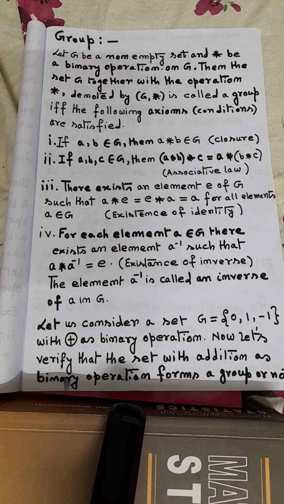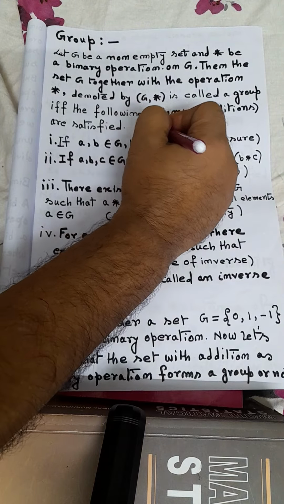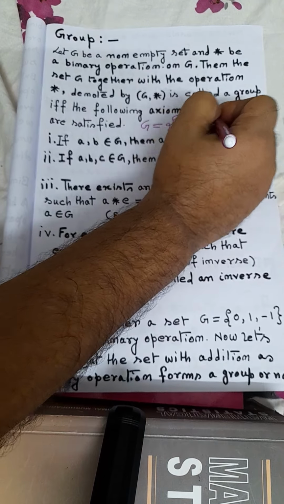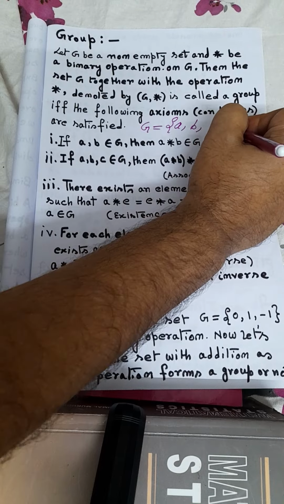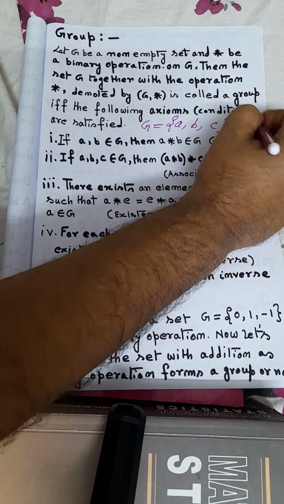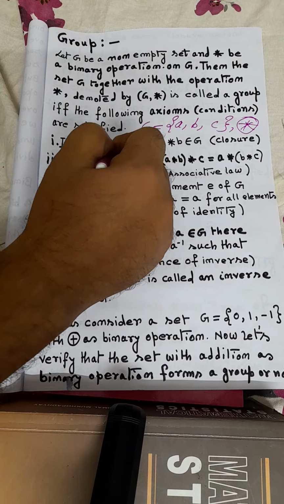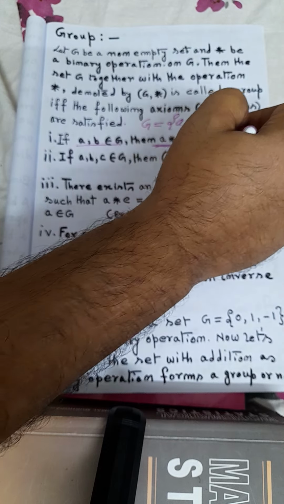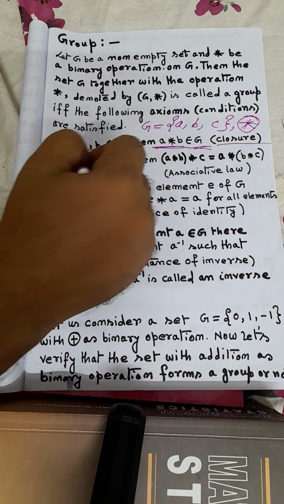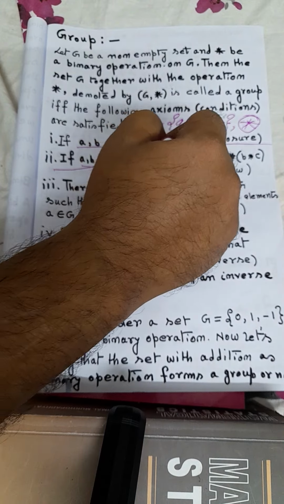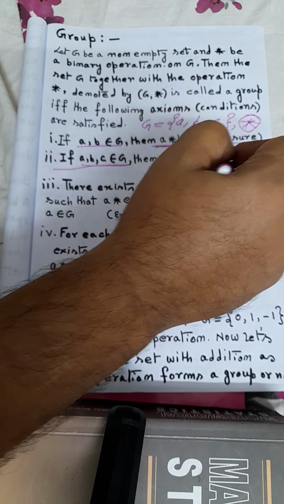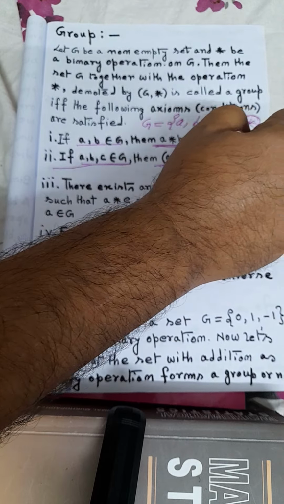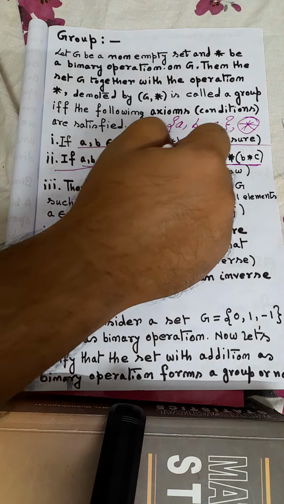What does that mean? That means if we consider G as a set, and A, B, C are the elements of this set, and star is a binary operation, then if A, B belongs to G, then A binary operation B always belongs to G. That is called closure. If A, B, C belong to G, then (A binary operation B) binary operation C will be equal to A binary operation (B binary operation C). This is called associative law.